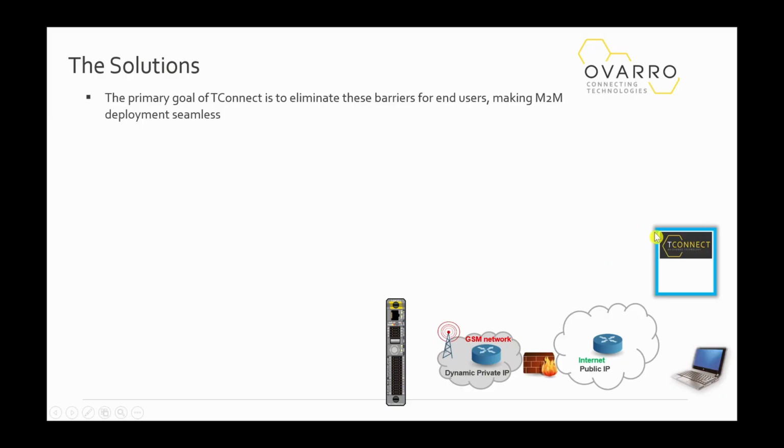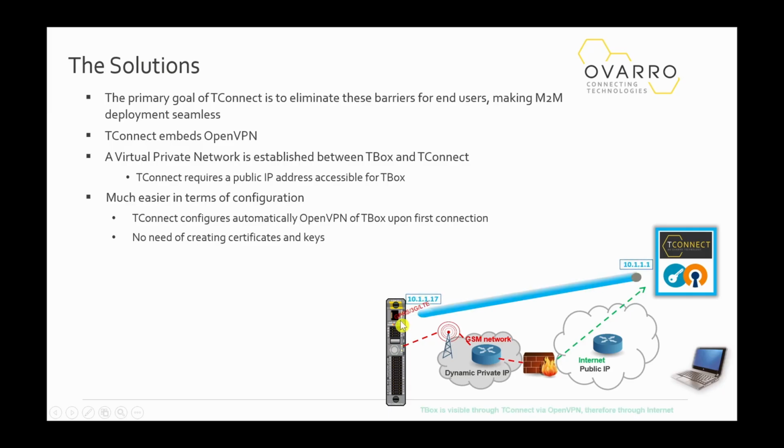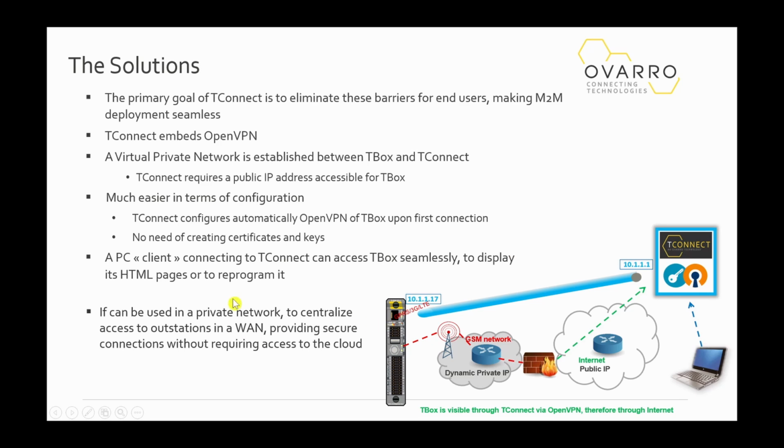The solution is TConnect. TConnect embeds an OpenVPN server, and this OpenVPN server will provide a private network between T-Box and TConnect. So each T-Box will be assigned a private network handled by TConnect. A client, instead of having to connect to the T-Box directly, will connect through TConnect, and through TConnect it will access the T-Box. It can also be used to centralize access to T-Box even in a private network.